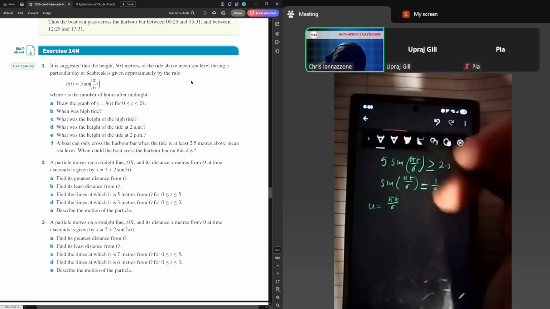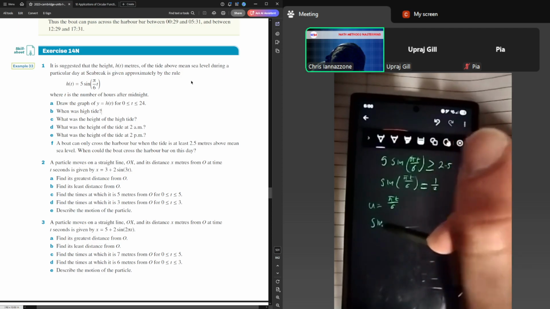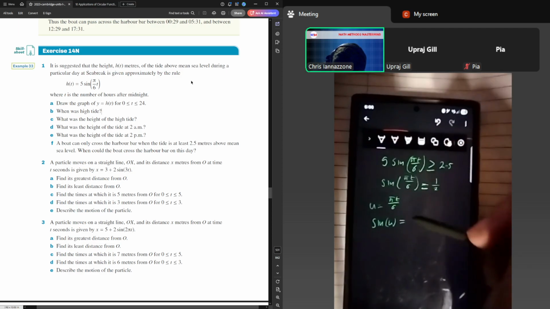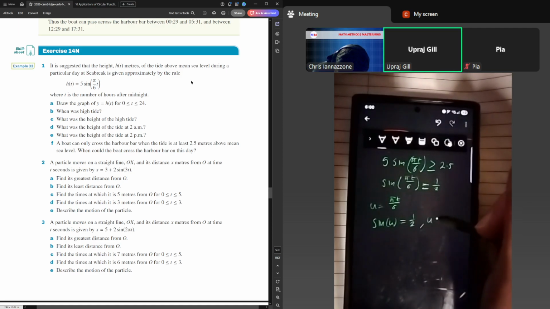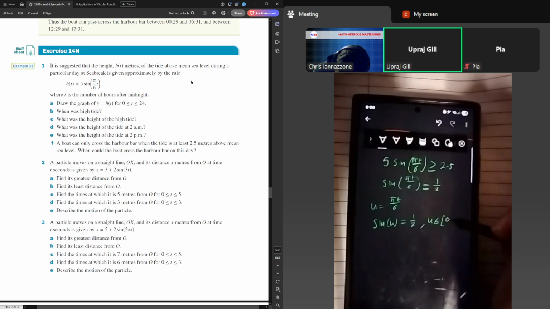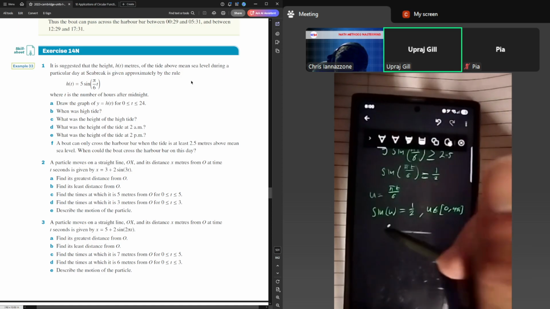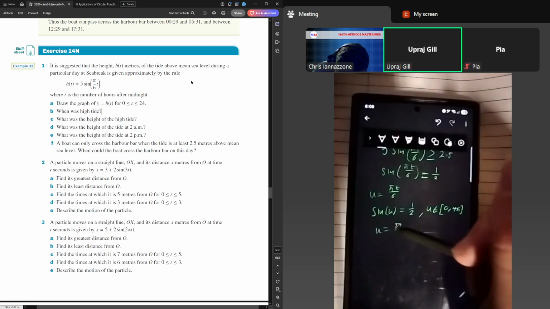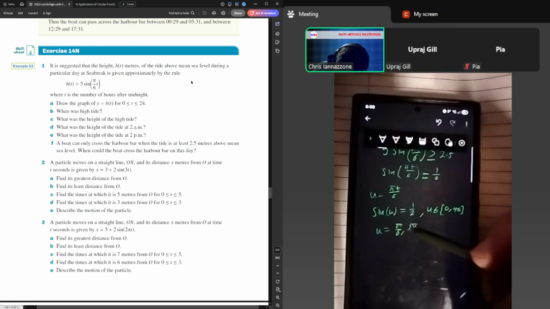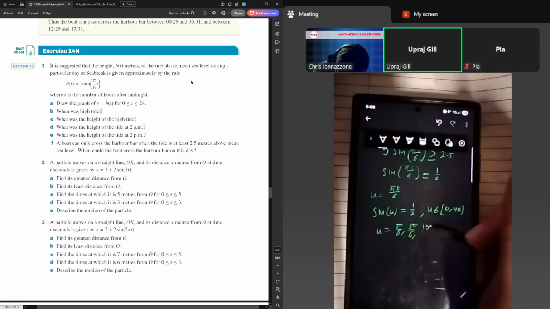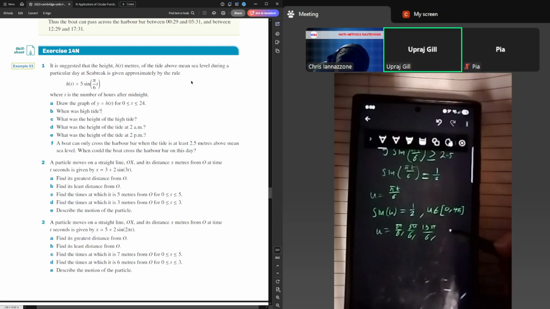Pi t over 6, sine u equals half. Because when we do this, I'm pretty sure that it's going to be 1 over 2 at pi over 6, 5 pi over 6, 13 pi over 6, and hold on, 17 pi over 6. So yeah, those seem all good.